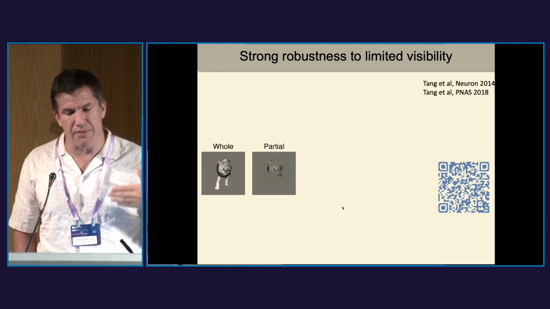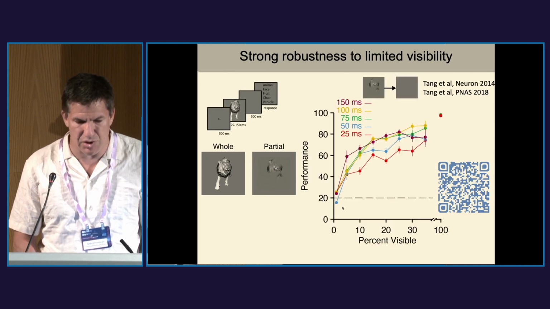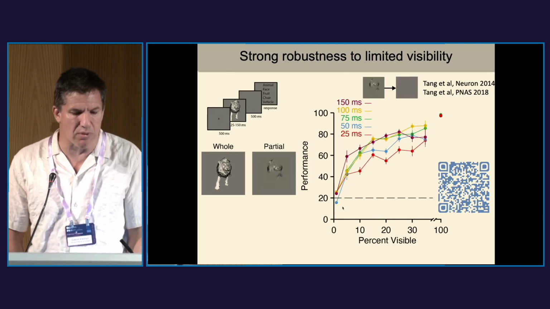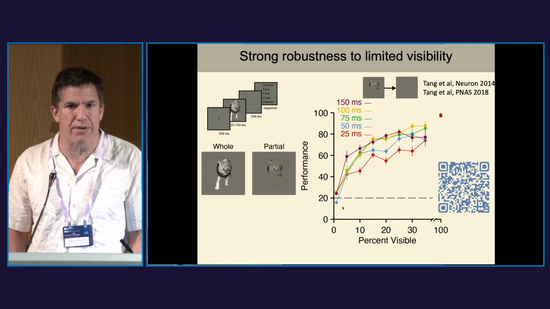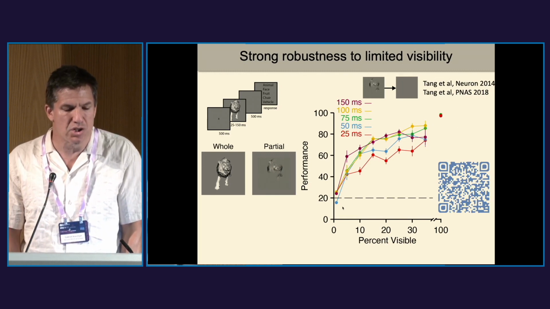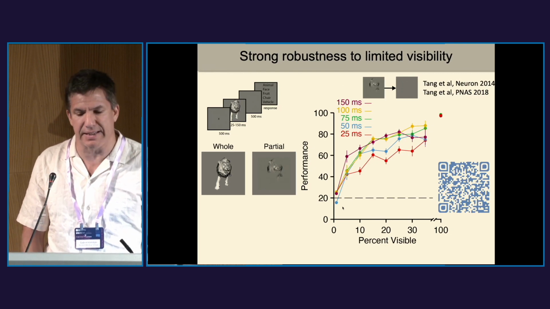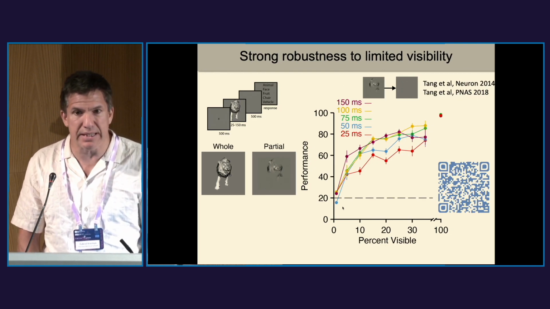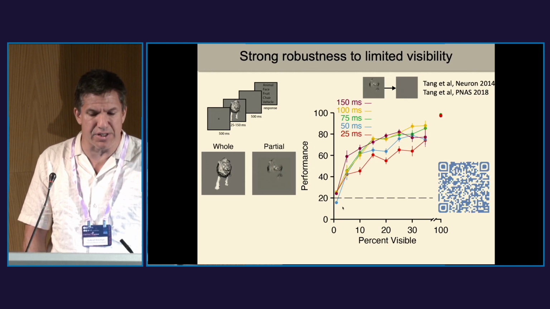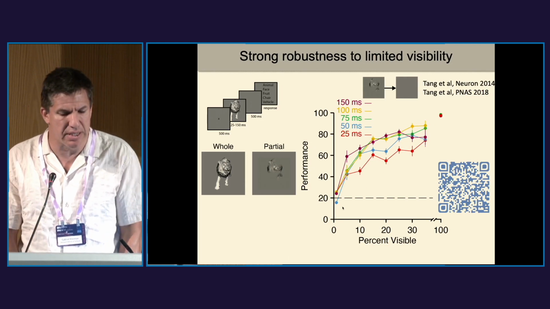So we can titrate the difficulty of the visual object recognition task. If you do that, this is one of those examples where we did a 5-way forced choice categorization task. Chance level is 20%. The y-axis indicates performance. The x-axis indicates the visibility. If you have 100% visibility, this is a very simple task. People are at 100% correct.